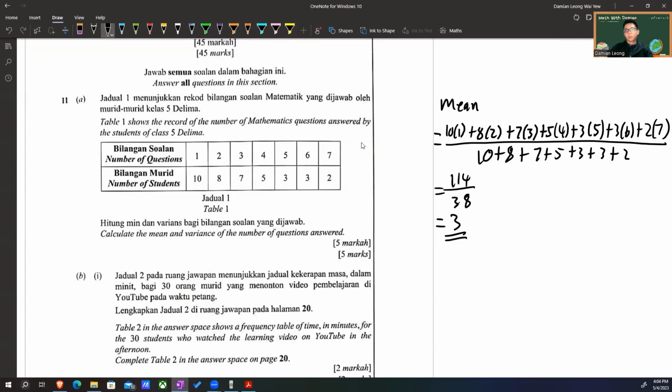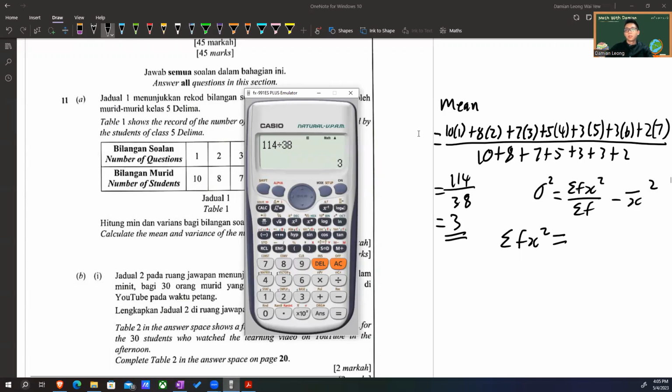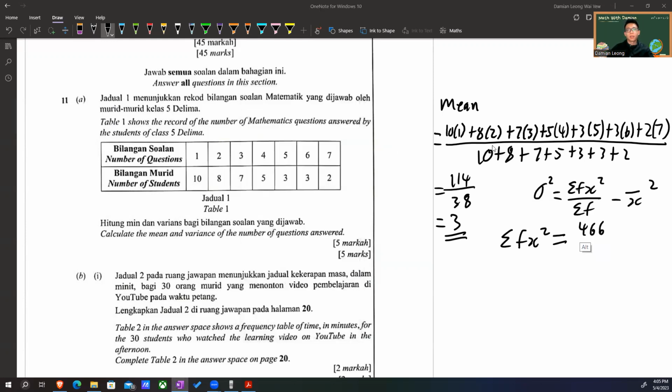Then the variance formula is given. Variance, without the square root, is the sum of fx square over total frequency, minus the mean square. So let's find the sum of fx square first. It is similar to this, just with all these 1, 2, 3, 4, 5, 6, 7, I need to square them. So 10 times 1 square, 8 times 2 square, 7 times 3 square, 5 times 4 square, 3 times 5 square, 3 times 6 square, 2 times 7 square, which is 466.